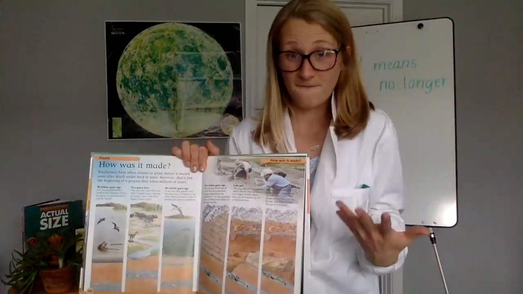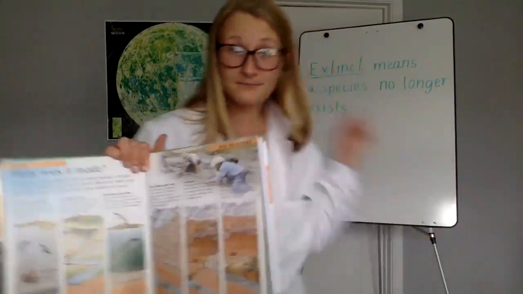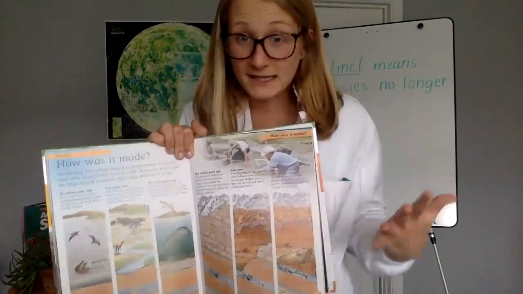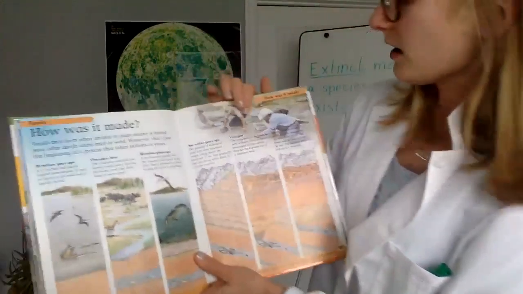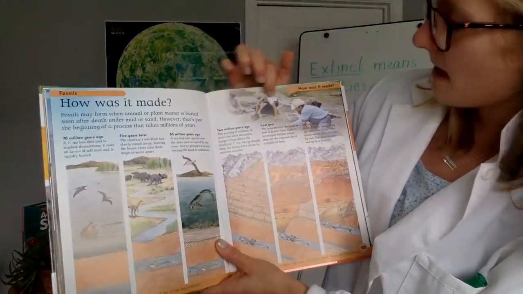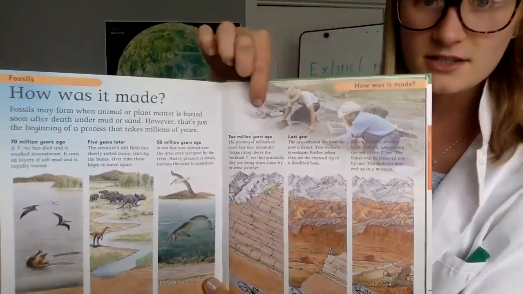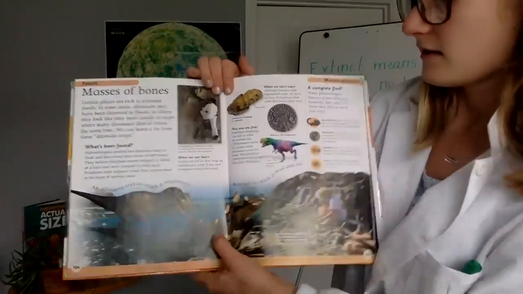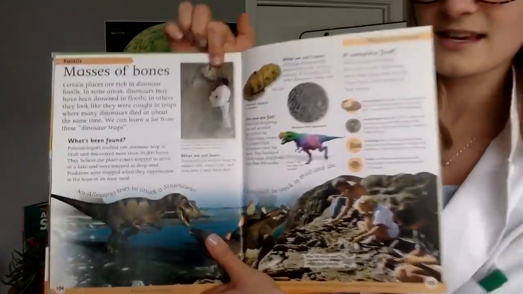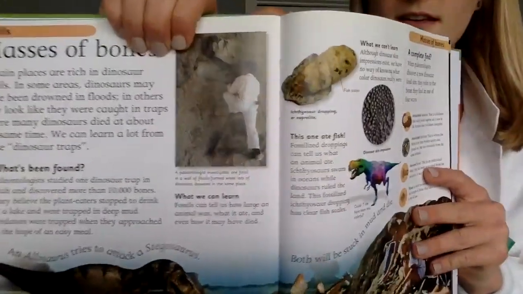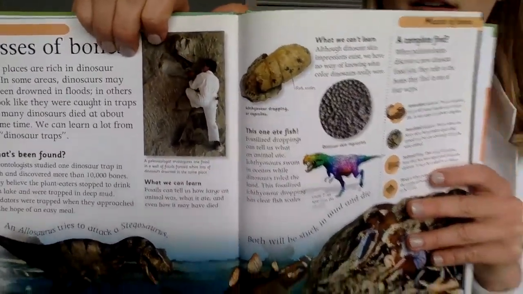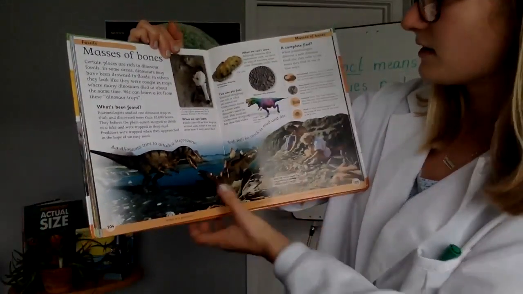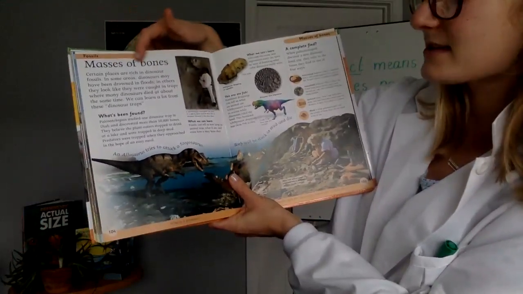And it makes sense that we have fossils of dinosaurs, a species that is extinct, because dinosaurs died millions of years ago. Here we see some archaeologists and paleontologists digging in the dirt, searching for fossils. They search in mountains, and look what this one found. Wow. Oh my goodness. So they have found masses of bones.